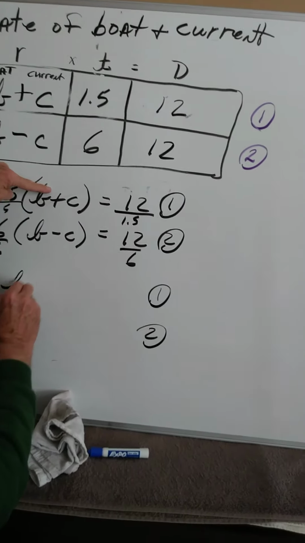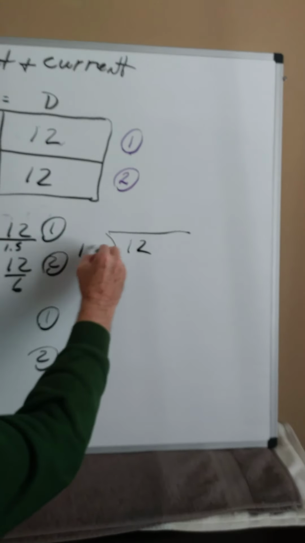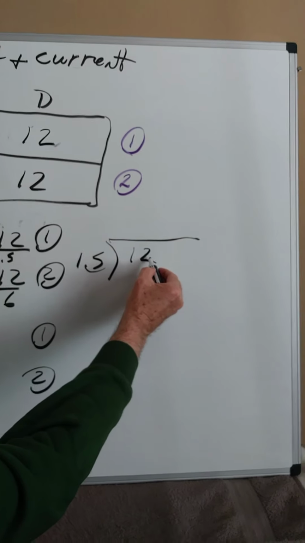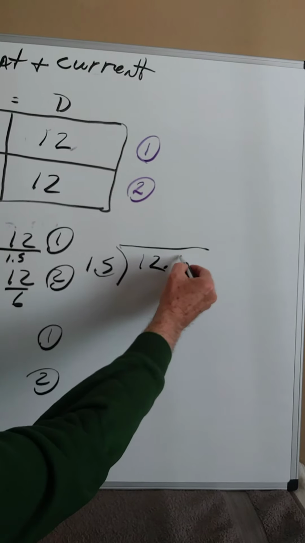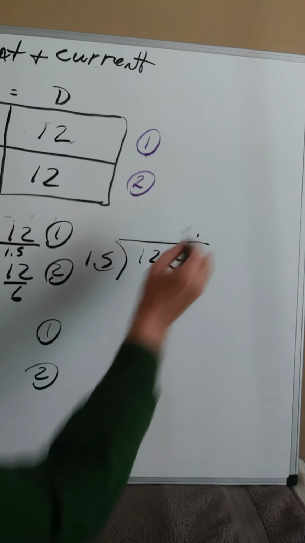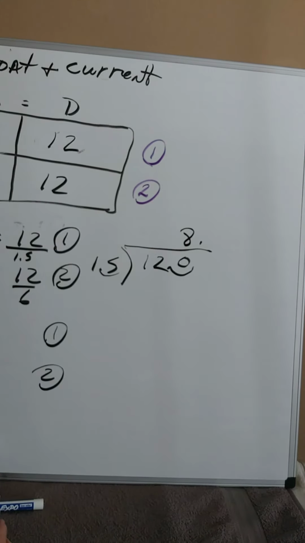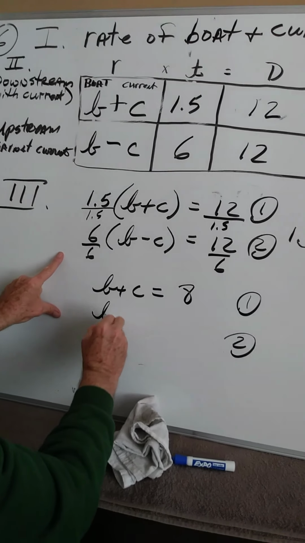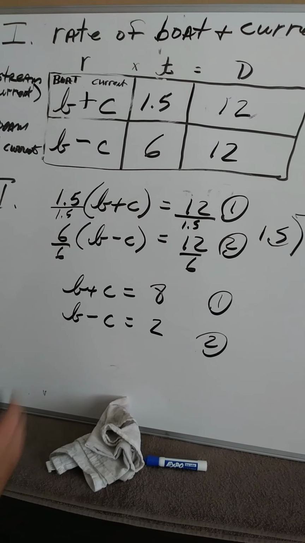This side, I'll show the division. 12 divided by 1.5. You got to move the decimal point on that divisor over 1. Then you have to move the decimal point of where it is on the 12 right now, which is right there. It has to be moved over 1. You're going to have to add a 0 and move it. Bring it up. If you divide 15 into 120, it's going to go exactly 8 times. So 8. The second one, faster. B minus C is equal to 12 divided by 6, which is 2.